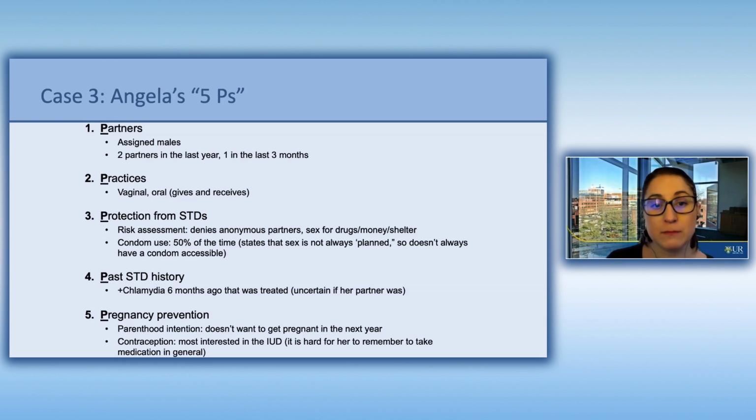In the past, about 6 months ago, she's had chlamydia and she was treated. She's not sure if her partner was treated. And when asking about parenthood intention, she does not want to get pregnant within the next year. And based on what her friends have said and some research maybe that she's done, she's most interested in the IUD because she acknowledges that it's really hard for her to remember to take medications daily.